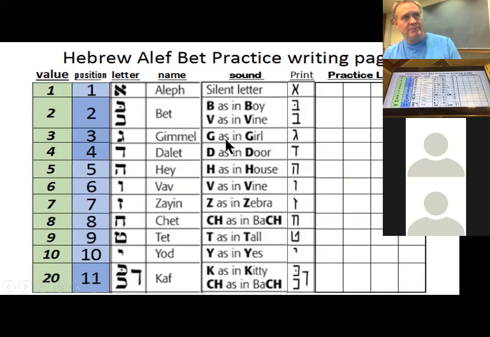Gimel says go. Dalet says do. Hey says ho. Vav says vo. Zayin says zo, like Zoe. Chet says ho. Tet says toe. Yod says yo. Kaf says ko and ho.